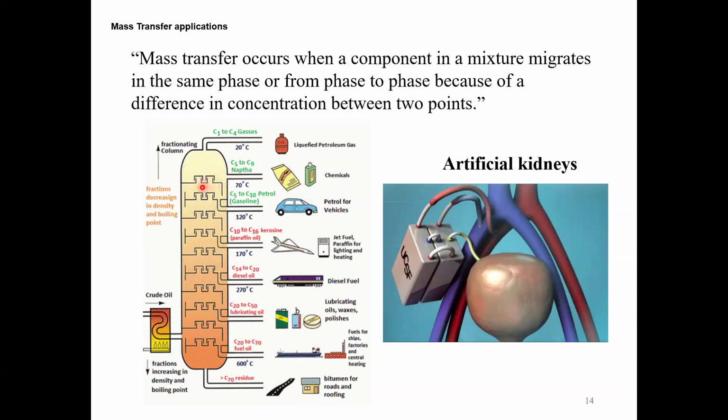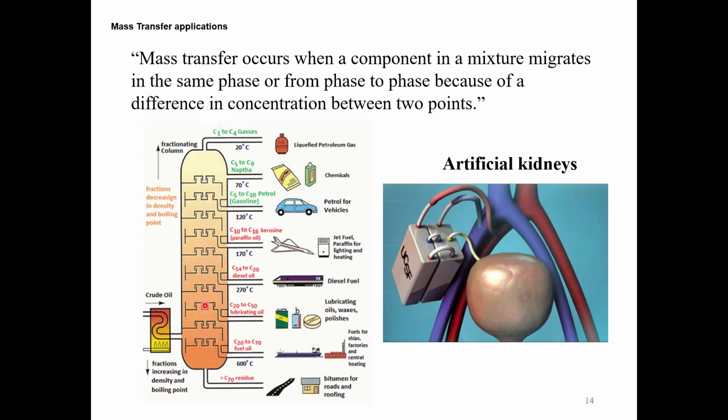corresponding to the temperature in each of these stages, it will reach that equilibrium, and the fraction can be taken out as a product. So for that reason, mass transfer will be happening throughout the column.